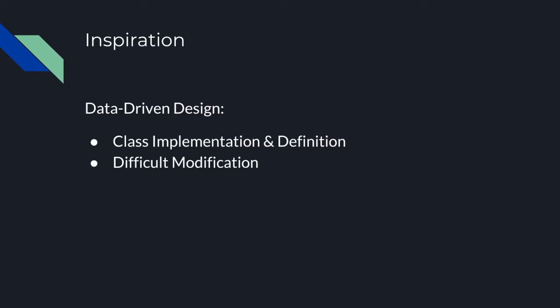In data-driven design, your class implementation and definition get too mixed up, so you're often defining the interface of your class to the other classes based on how the class is implemented underneath, and this makes it hard to change the implementation because then you have to change your interface, and then every class that uses that class also has to change. It goes along with it being difficult to modify because everything is so tied together.